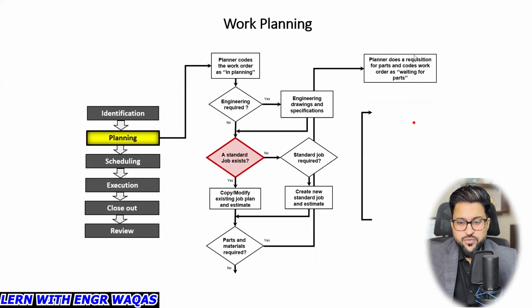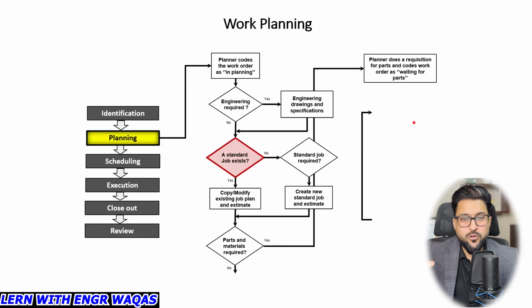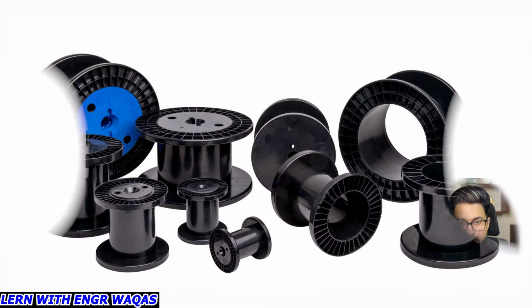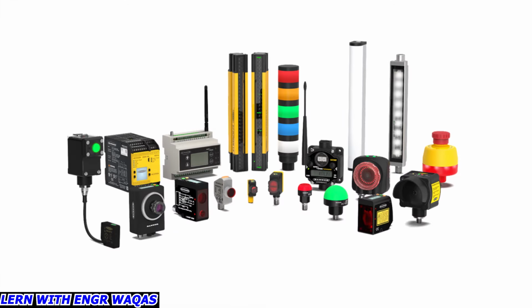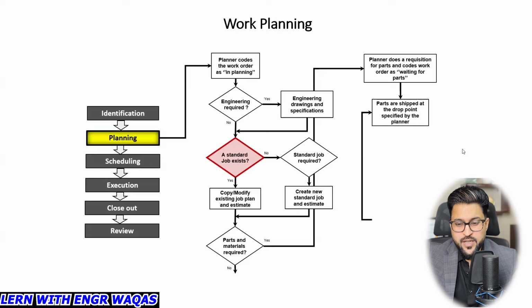Leading towards this, yes, you can see the planner does a requisition for parts and codes the work order as waiting for parts. As a planning engineer, you have already generated those WBS codes. Label those WBS codes and request, I need this much, you can see gaskets, fittings, needle valves, right? Pressure gauges, anything you require. This helps the warehouse team identify or backtrack from that WBS code, right? So that is how parts are shipped, and the drop point is specified by the planner.